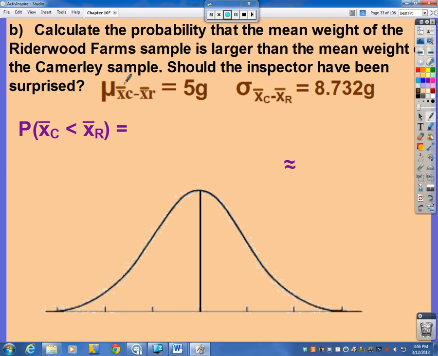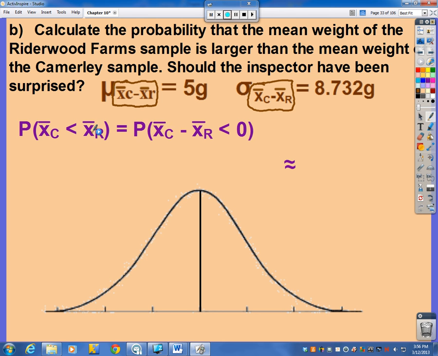Everything we've done so far has been Cammerley minus Riderwood. So in my probability, I need to see Cammerley minus Riderwood. So if I'm saying these are the larger values, this is what I want to figure out. When these values are larger than these numbers.